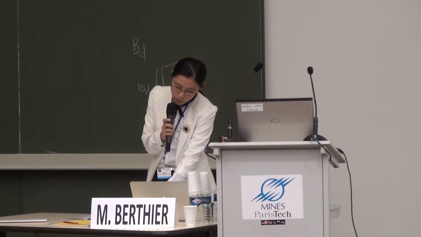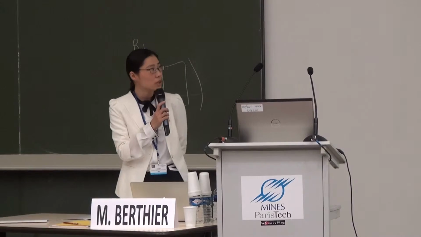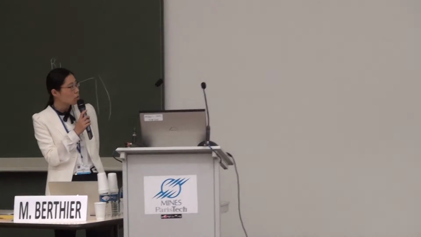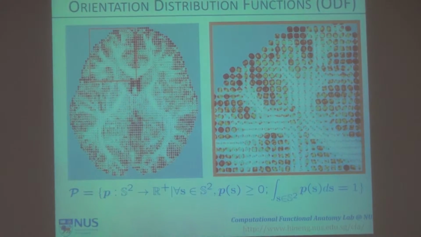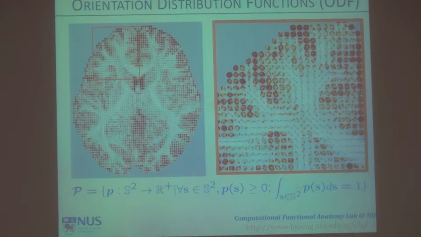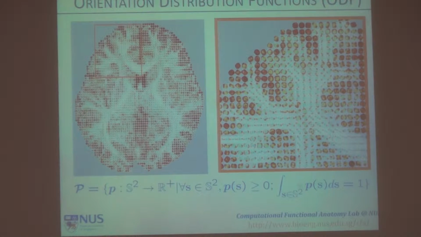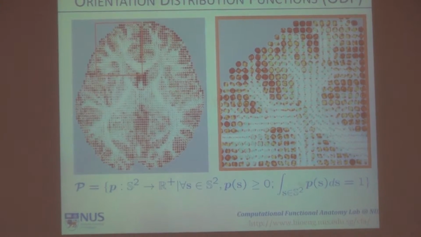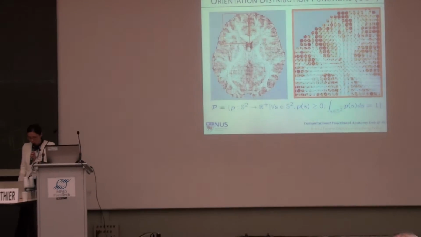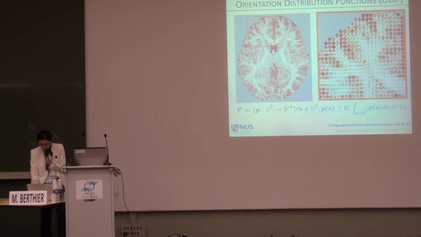So recently, researchers have extended this tensor model to what we call the orientation distribution function. This orientation distribution function is a probability density function defined on the sphere. The figure shown here just illustrates what axons could look like in a particular region. Here the color information as well as the shape information encodes the same information that tells you where the axon is oriented in the brain in this location.